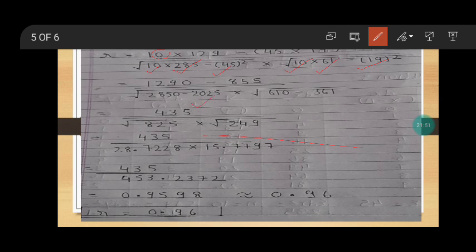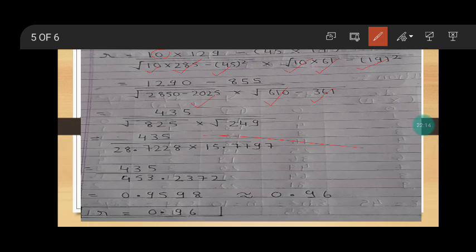Okay, so here we will write under root 2850 minus 2025, then into under root 10 into 61. So 10 into 61 would be equals to 610. So we would write 610 over here, and then minus 19 square. So 19 into 19 would be 361. So therefore we would write minus 361 over here.